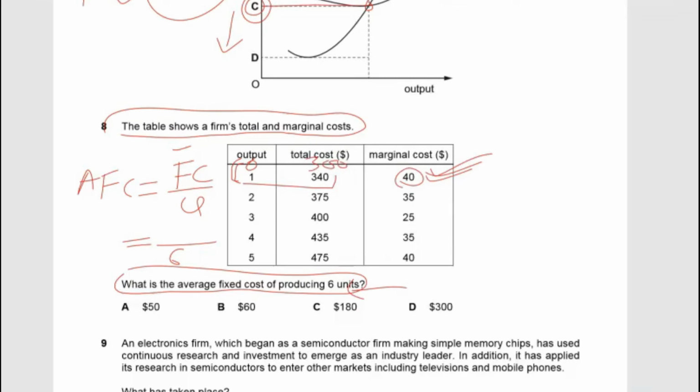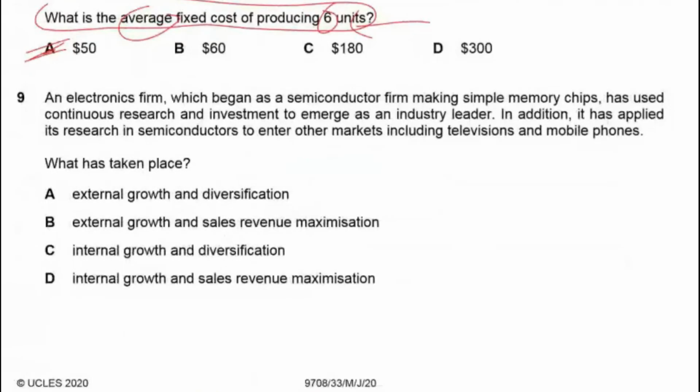And the cost which we have to pay at zero level of output is known as fixed cost. So we can put fixed cost here as 300, and we have quantity 6. So 300 over 6 is equal to 50. A is the correct answer. Okay. Albab's answer was absolutely right.